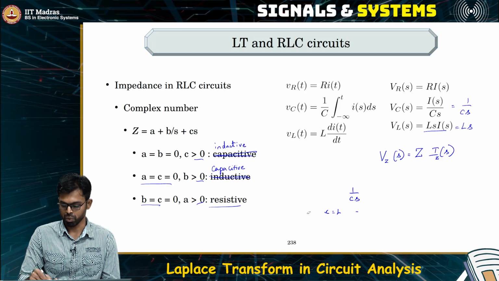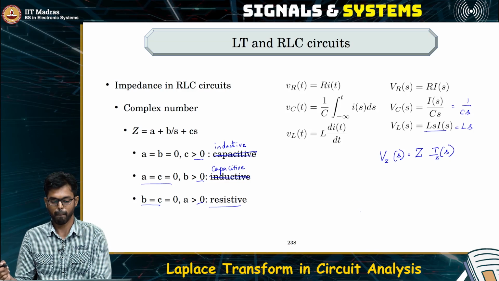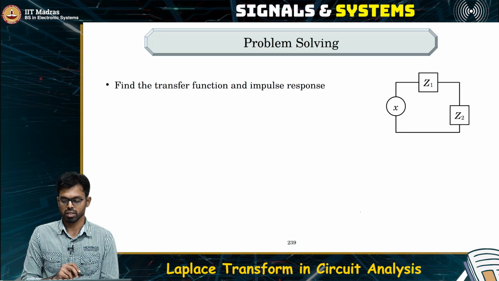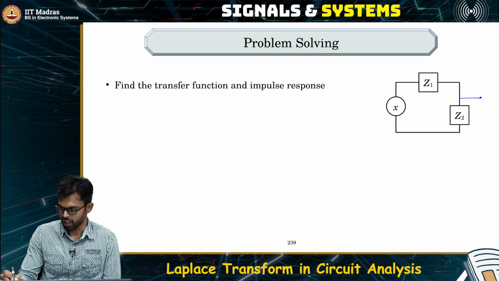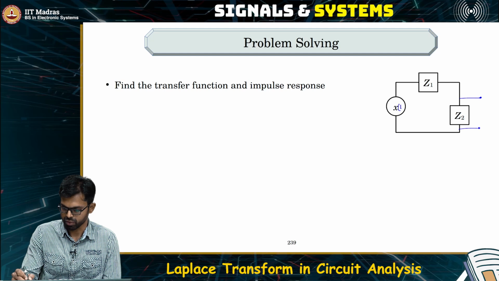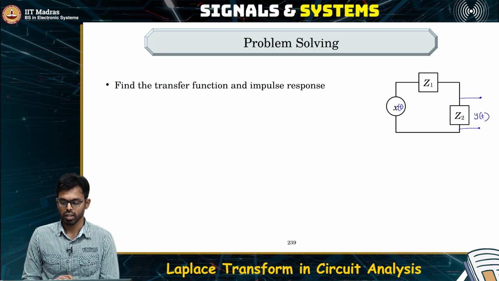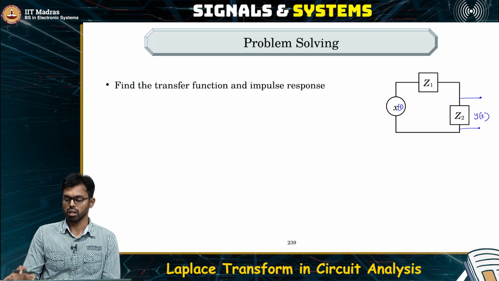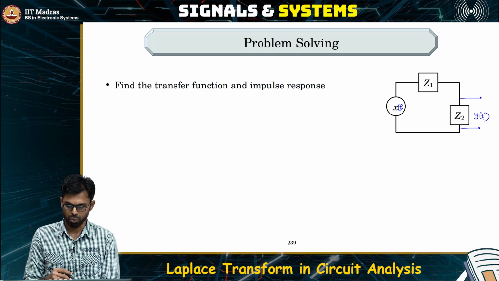Now let's solve some problems with this tool. So let's take a circuit which simply has two elements in series, and let us say that there is some x of t as the input, and let's consider this as the output. Let's try and find out the transfer function of this system and also from there the impulse response.